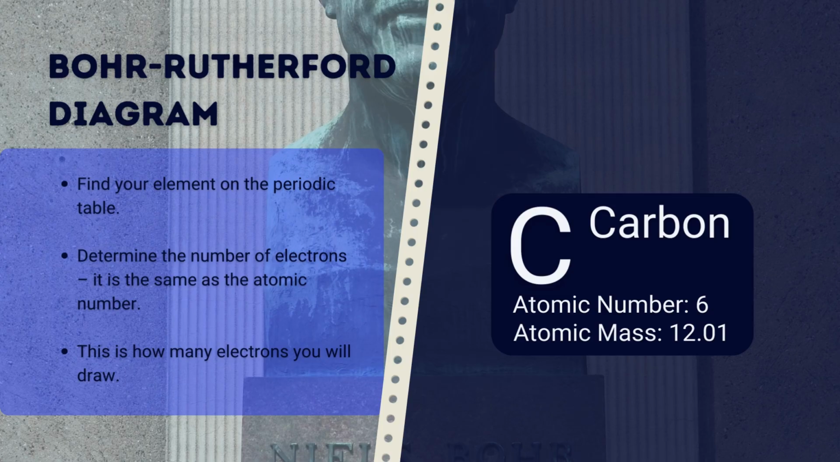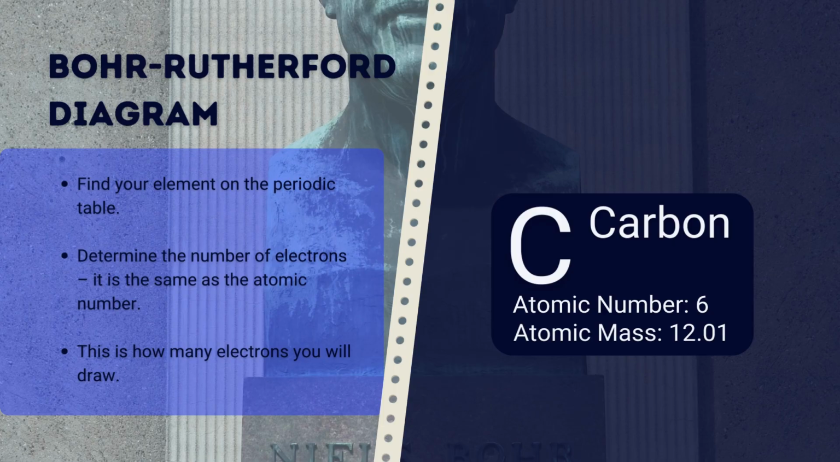So to create one, we start by locating your element on the periodic table and determining its atomic number. In our example, the element chosen is carbon, and the atomic number is 6. The number of electrons in an atom is also equal to its atomic number. Therefore, with carbon, the atomic number is 6, so that means the number of electrons is also 6. Once you have determined the number of electrons, you can draw them around the nucleus of the atom.